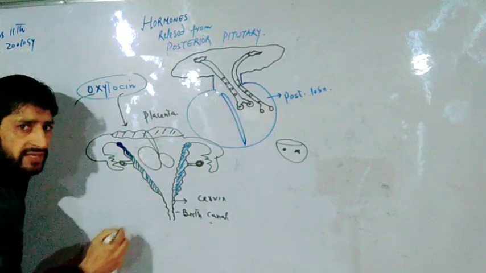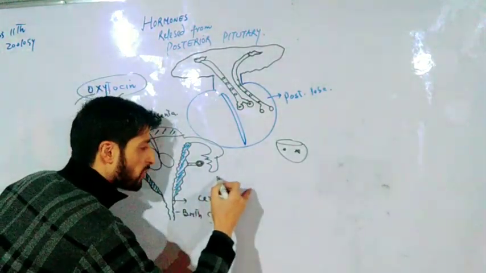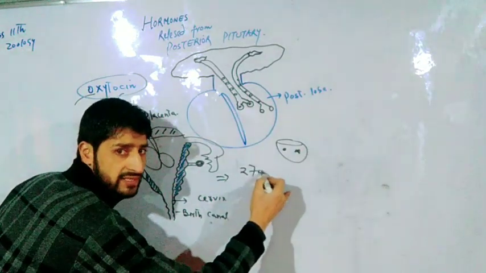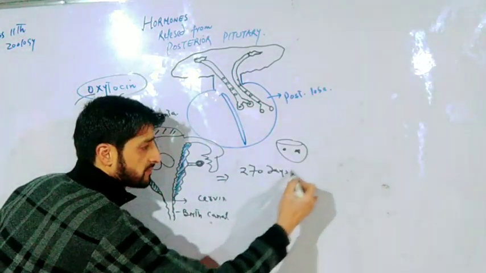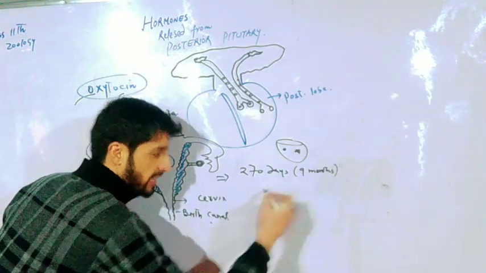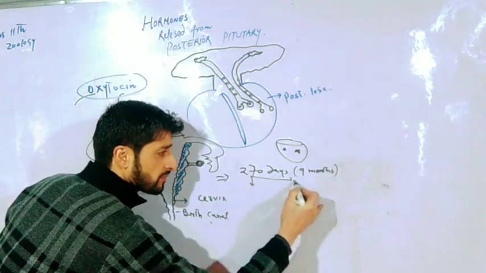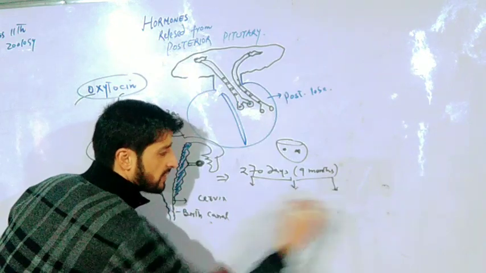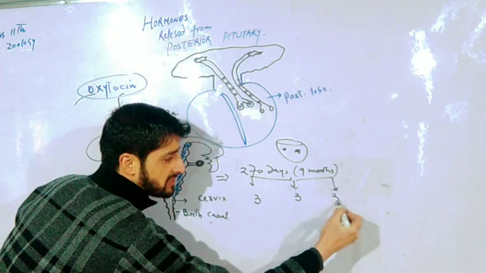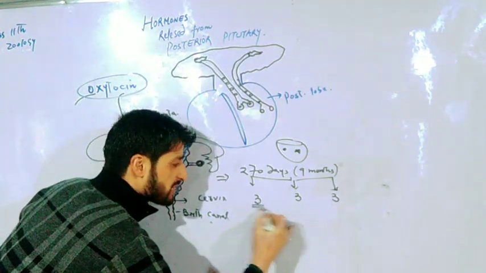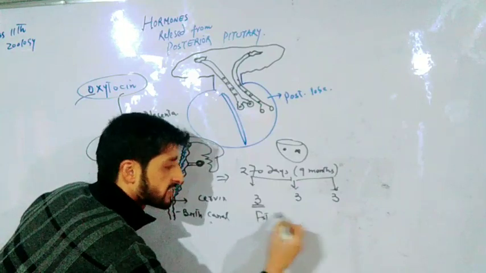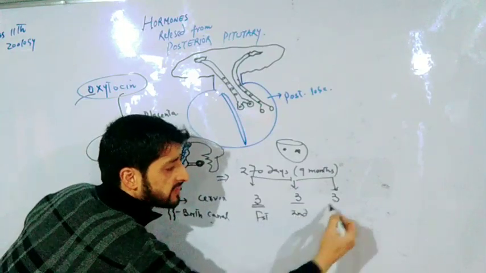Let us suppose the fetus, and you also know that human pregnancy lasts for approximately 270 days. That is usually 9 months. And these 9 months are usually divided into 3 parts: first 3 months, middle 3 months, and the last 3 months. The first 3 months form the first trimester. This is the first trimester. This is the second trimester. And this is the third trimester.